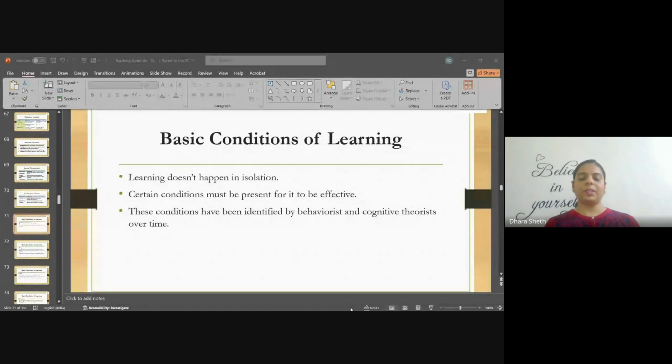So don't worry about memorizing this. This is not supposed to be memorized. It is supposed to be understood. We don't have school questions, 10 marks: what are the basic conditions of learning, and you name them 5. No. We have application-based questions.